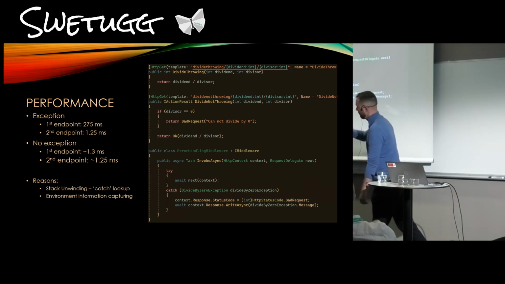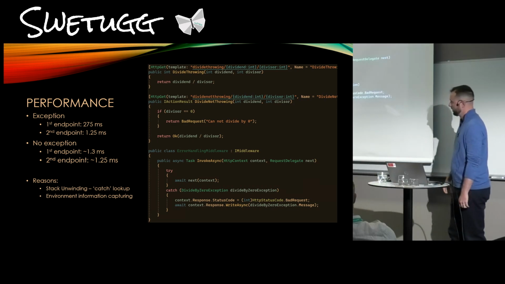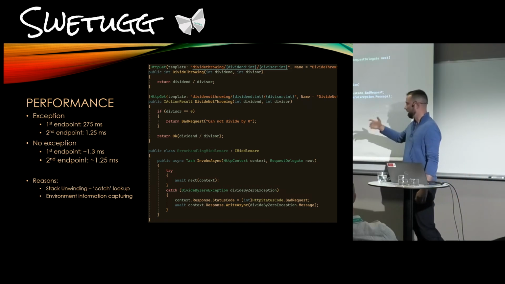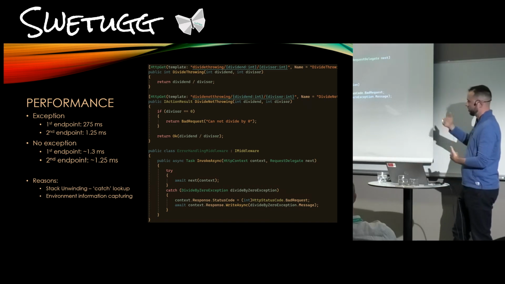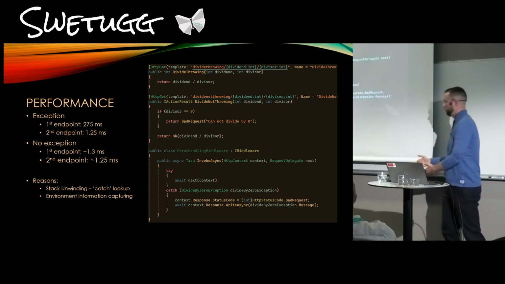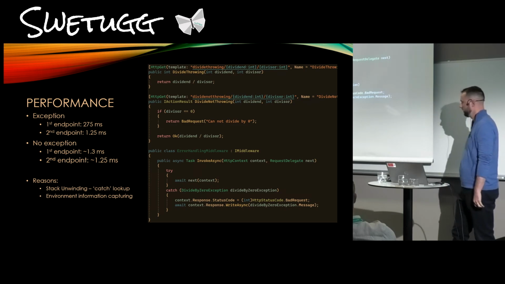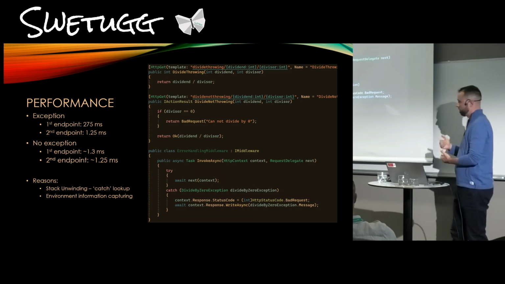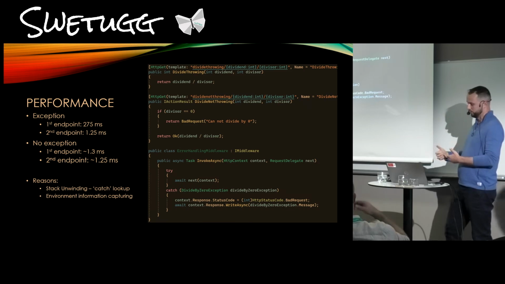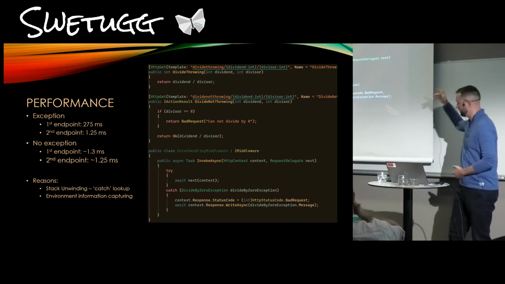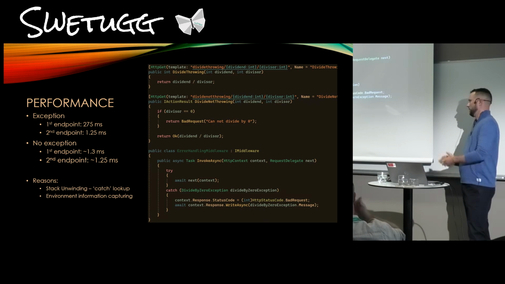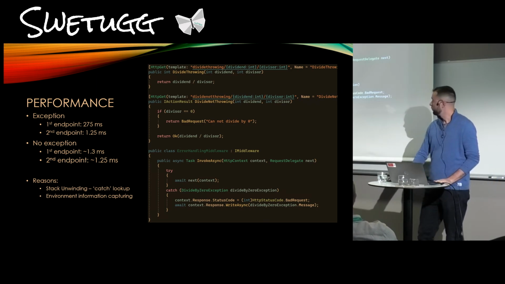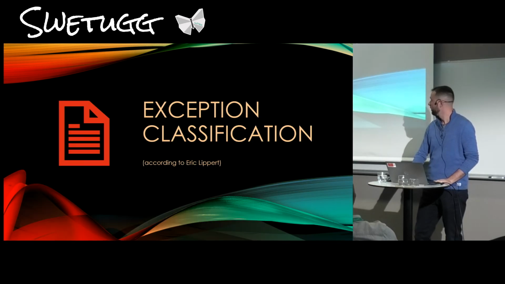And what are the reasons for the poor performance? It's basically that there is some reflection in the background. So there is the stack unwinding, because the runtime is trying to look for a catch block that is able to handle it. It might be a lot of levels above, and you basically want to capture the environment information, so all this call stack and all these properties that I listed there, so the stack trace and the source, the application, and so on. So this should be taken into account.